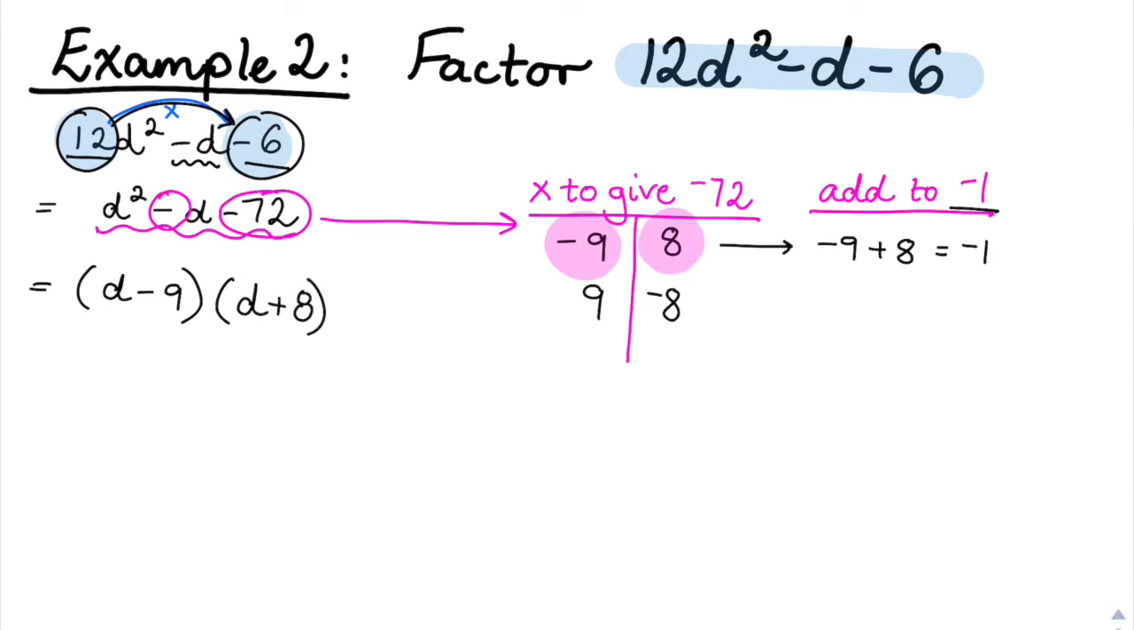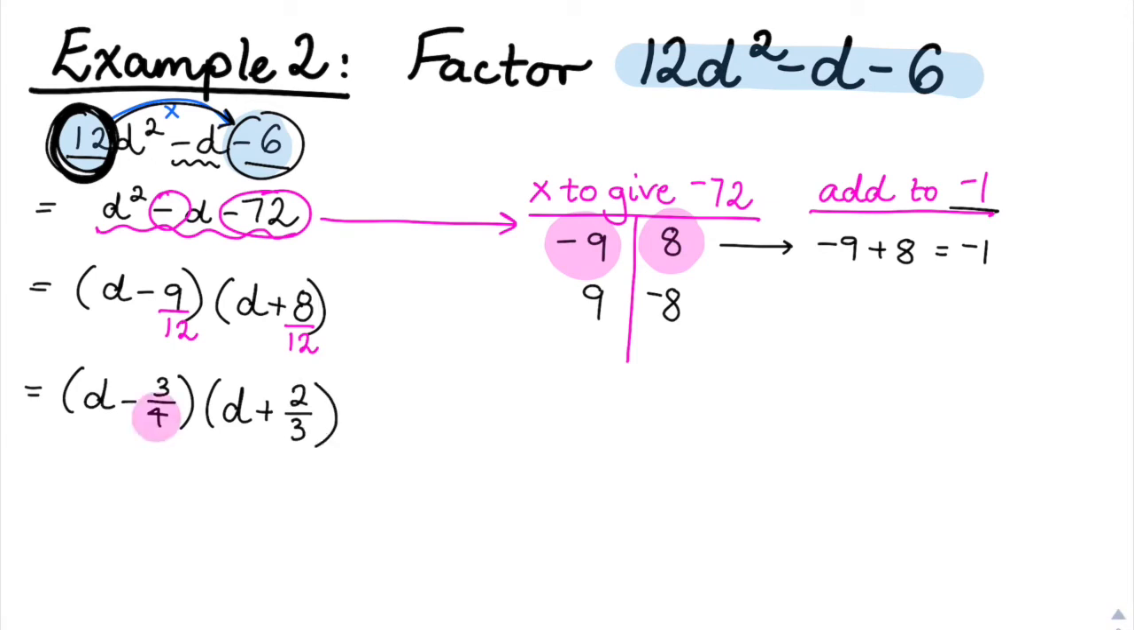Remember, we're still not finished because we have to go back and undo this multiplication of 12 that we started with. So to undo that, we're going to divide each of the constants inside the parentheses by the 12 that we multiplied out earlier. Let's simplify these as much as possible. 9 over 12 can be simplified to 3 over 4, and 8 over 12 can simplify to 2 over 3.